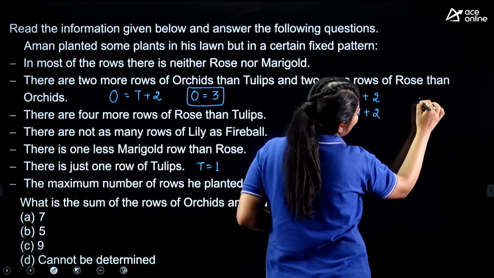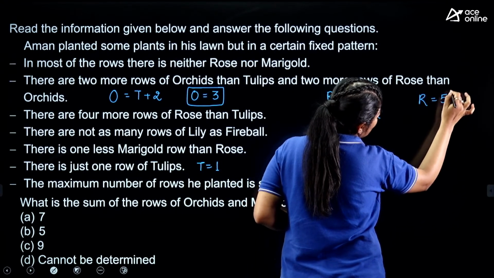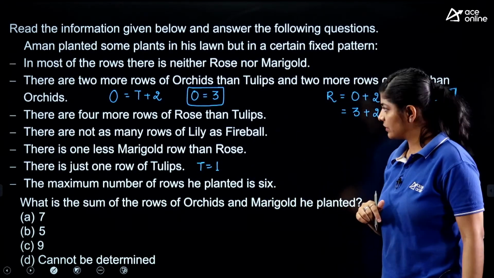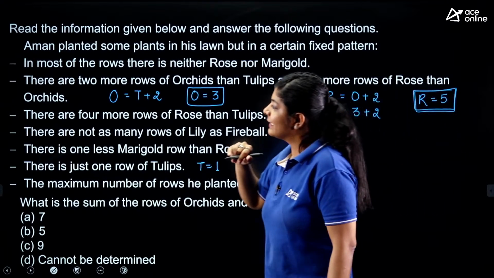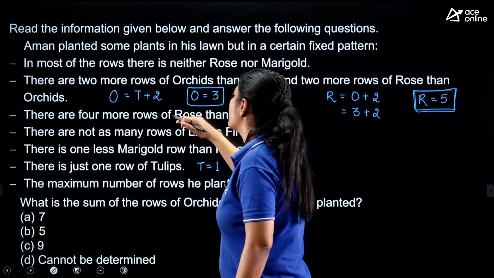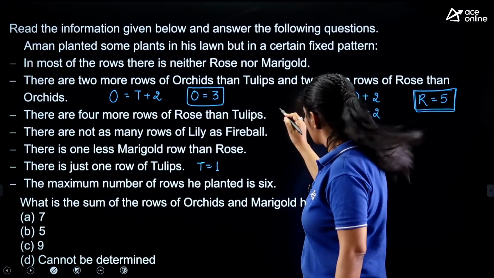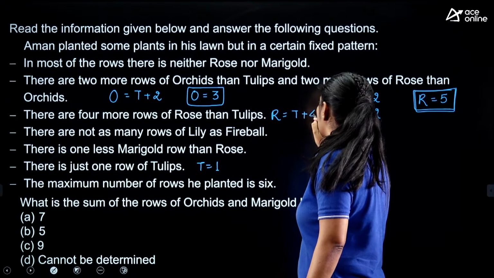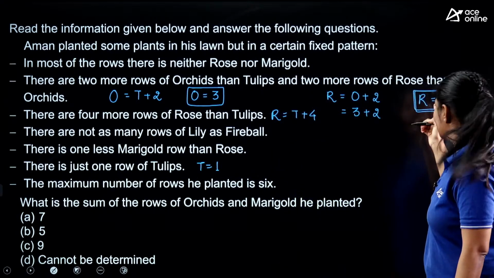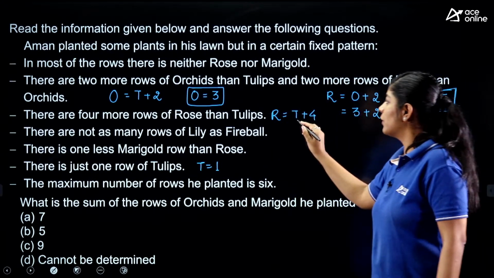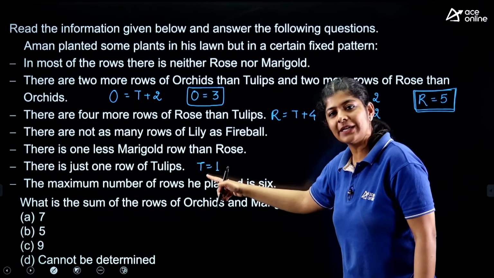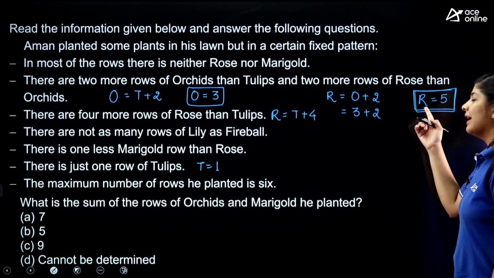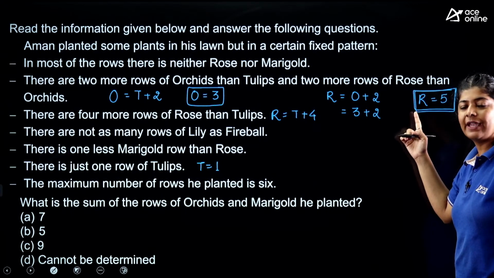I got 5 as rows of roses. Right? We are having 5 rows of roses. Now in the next line, it is given that there are 4 more rows of roses than tulips. So the question is saying that roses is nothing but tulip plus 4. Is this condition and this value satisfying? Yes. If you put the value of t over here, which is equal to 1, again you will get the value of r as 5. And here also we are having the value of r as 5 only.